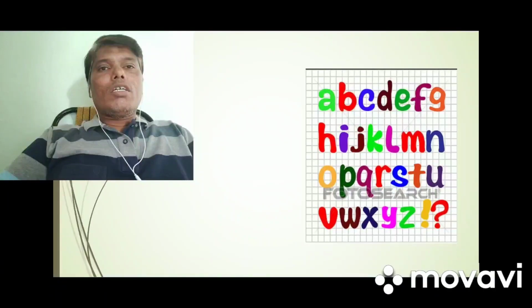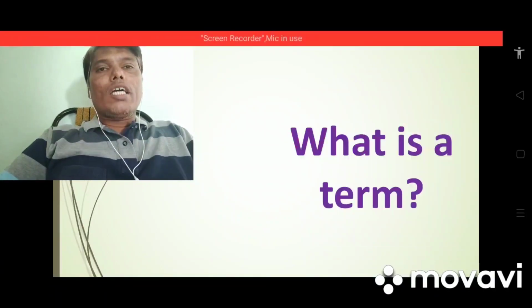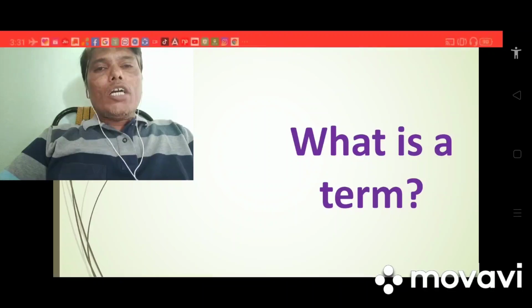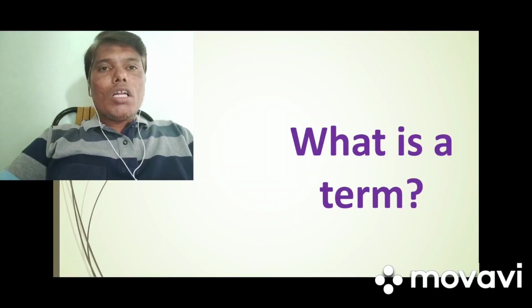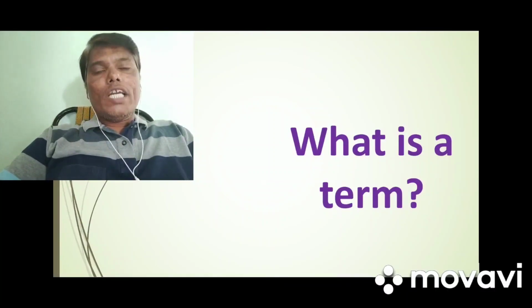Now let us discuss what is a term. A term may be a constant, or it may be a variable, or it may be the product of a constant and one or more variables, or it may be the product of a constant and one or more variables raised to any power. Let us try to understand.